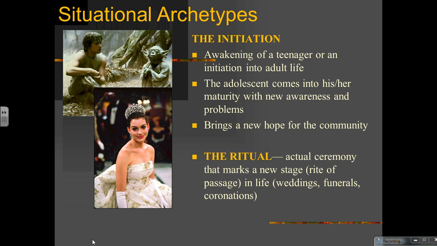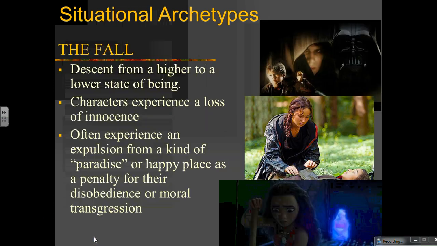So, we got the ritual, the initiation, the journey, the task, the quest, and now we move on to the fall. The fall is the descent from a higher to a lower state of being. The characters experience a loss of innocence, or literally a loss, period. Katniss Everdeen in the first Hunger Games, when she loses her young compatriot, that is a loss. So up until that point, she was feeling good, she was doing good, so she left her paradise or her happy place, typically because of something that she did wrong.